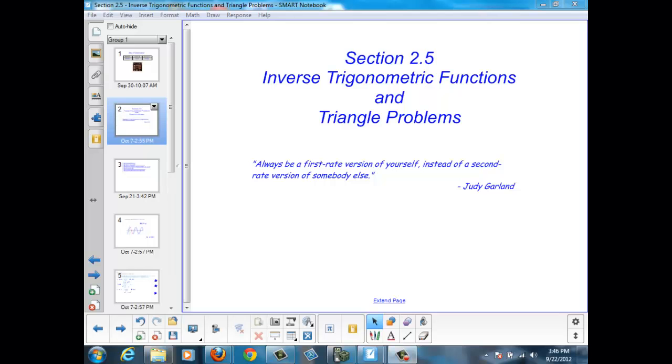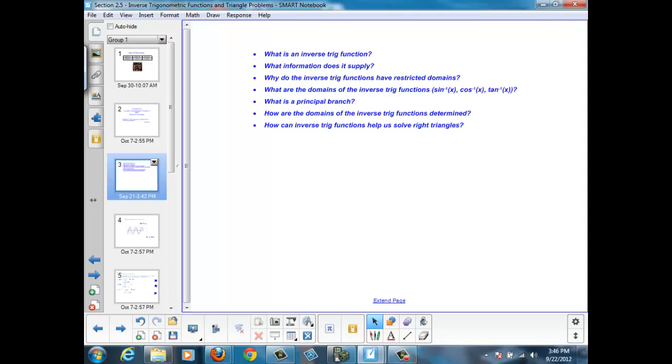Welcome to section 2.5, Inverse Trigonometric Functions and Triangle Problems. At the end of this section, you should be able to answer these questions. What is an inverse trig function? What information does it supply?